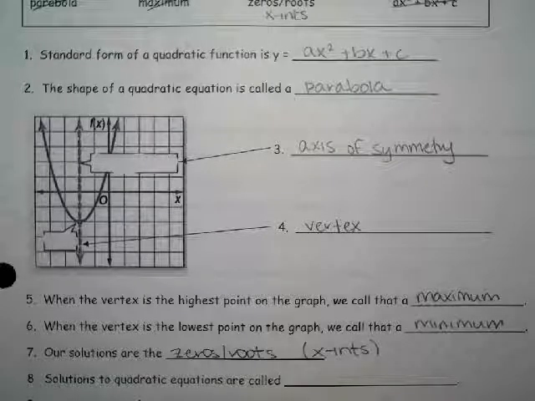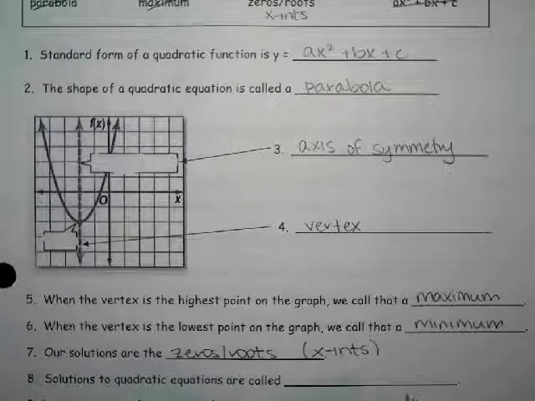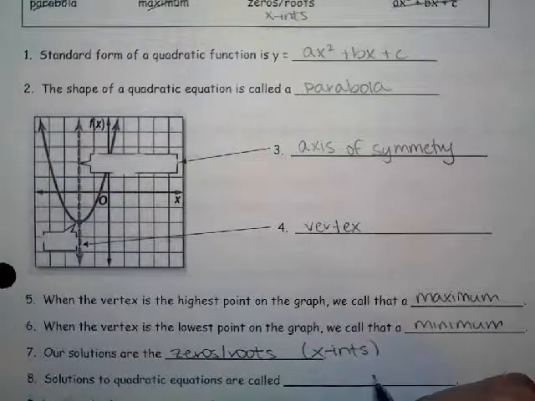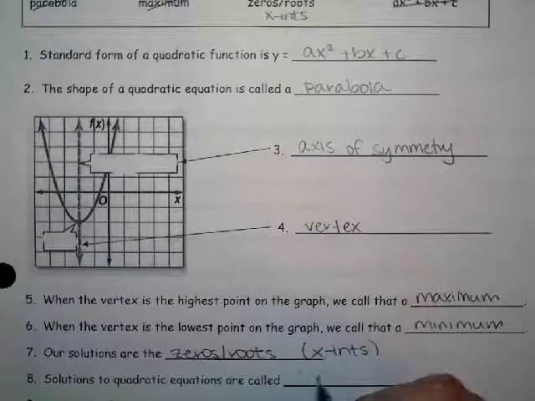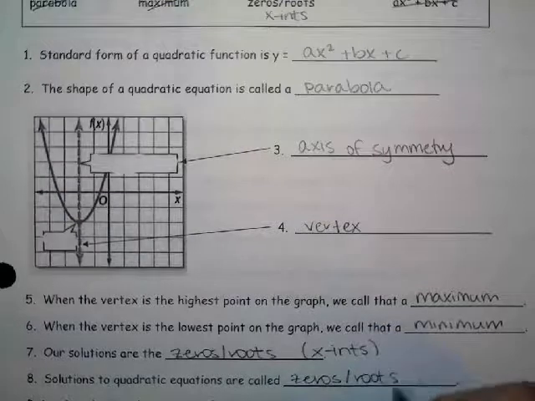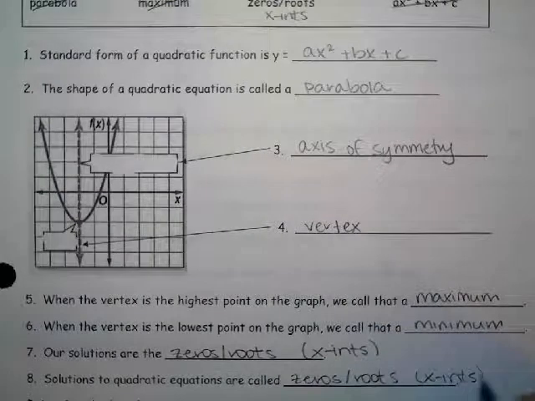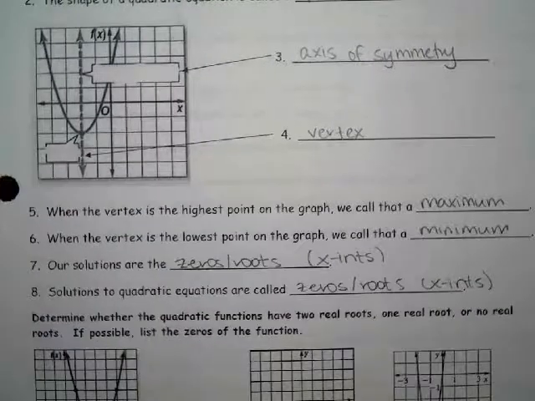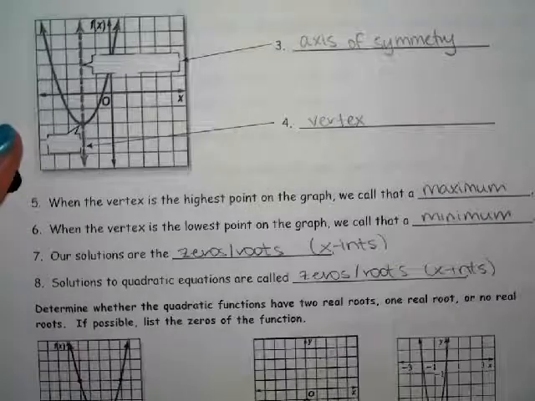Actually, these, 7 and 8, are kind of interchangeable. Yeah, I'm going to put the same answer for both. Our solutions are called the zeros and roots. Solutions to the quadratic equation are called zeros and roots. I don't know really which one they were going for there, so we're going to put the same answers for both. Those are all synonyms. I am not going to nitpick which one you call which because they're all synonyms, all right?